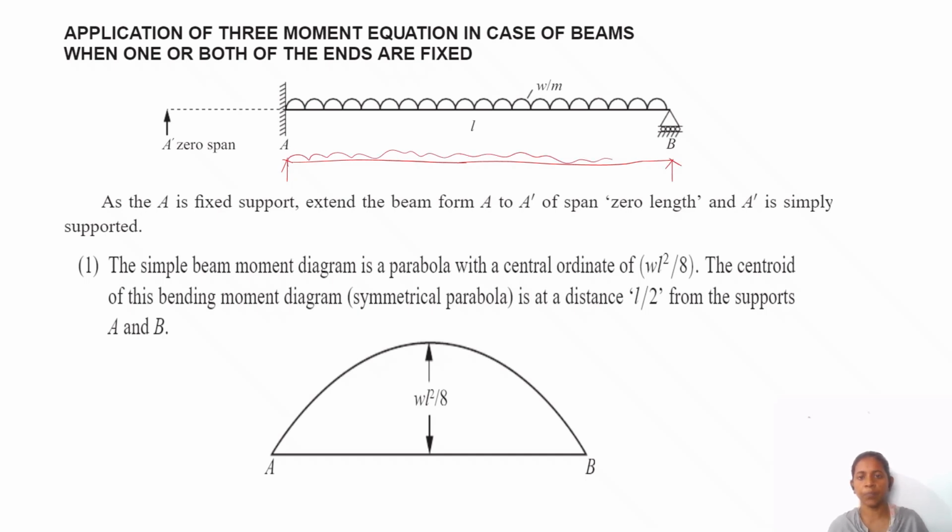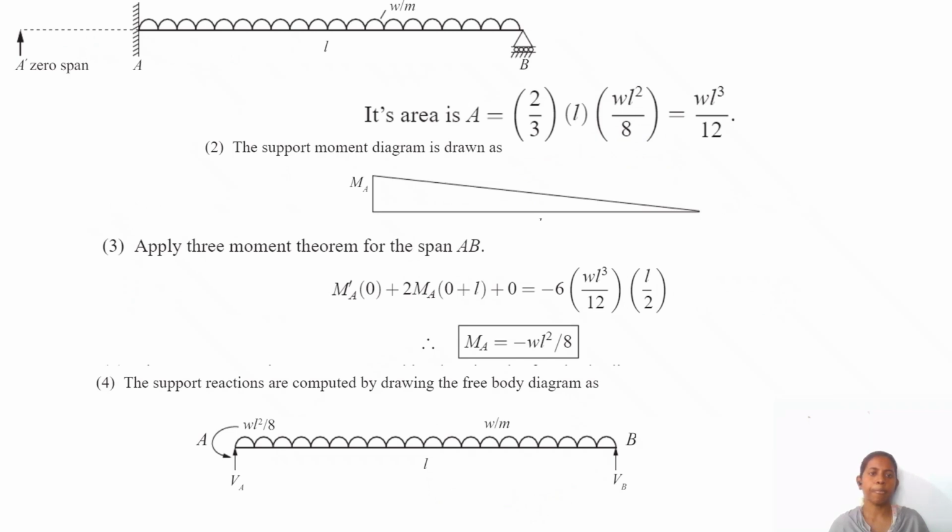So it is the first step for the theorem of three moments, W per meter. It is a parabolic diagram with maximum ordinate WL square by 8. The centroid of this bending moment diagram is located at L by 2 from both the supports A and B. Next, the area of the parabola from the span A to B is 2/3 of the length L times the ordinate of bending moment WL square by 8. So totally WL cube by 12.